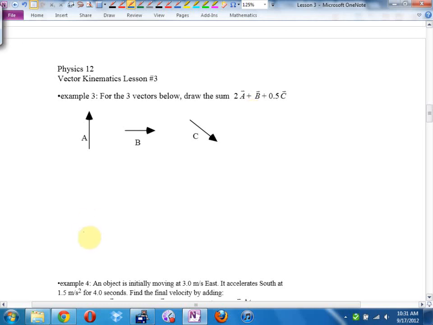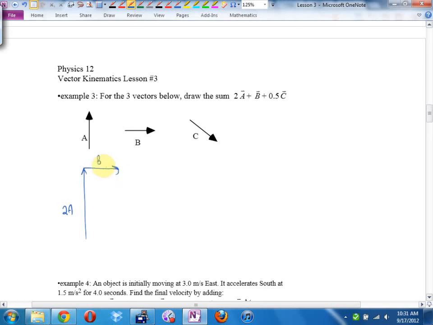Okay. You know what? Let's eyeball it. How about about like that? Yeah. Okay. And then they want me to add B. Joe, how do I add 2 vectors together? Draw them. So let's add B. Yoink. B.